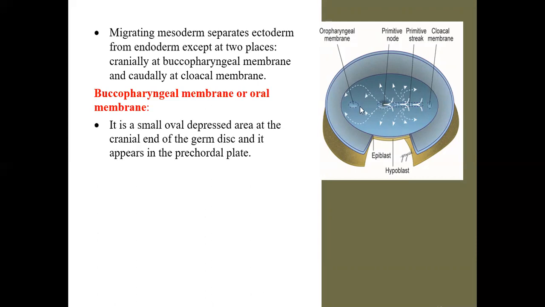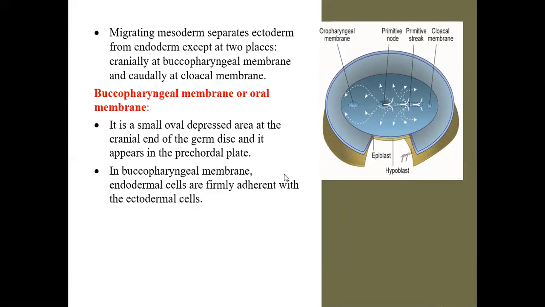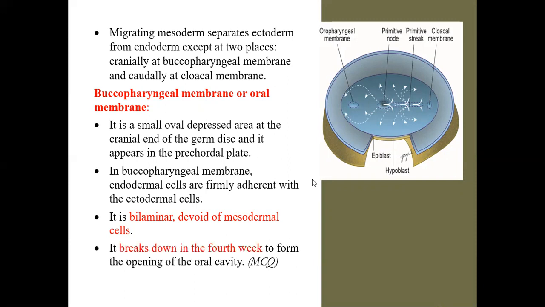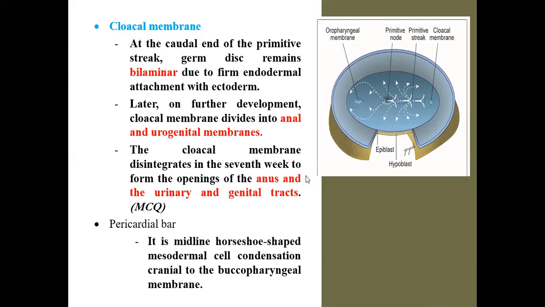So what is the buccopharyngeal membrane or the oral membrane? It is a small oval depressed area at the cranial end of the germ disc, and it appears in the prechordal plate. In the buccopharyngeal membrane, endodermal cells are firmly adherent with the ectodermal cells. It is bilaminar and it is devoid of mesodermal cells. And it breaks in the fourth week to form the opening of the oral cavity.